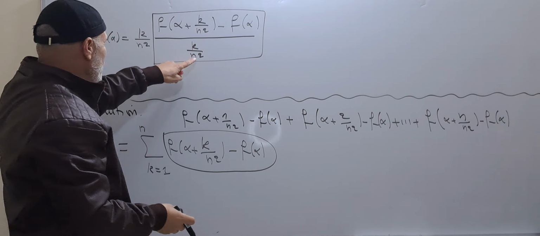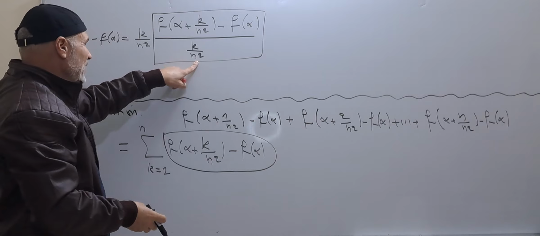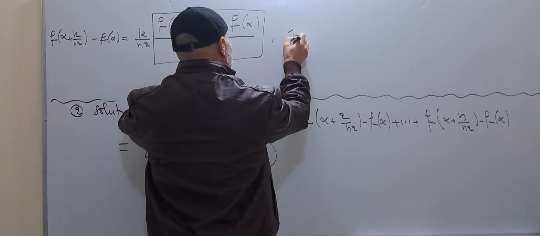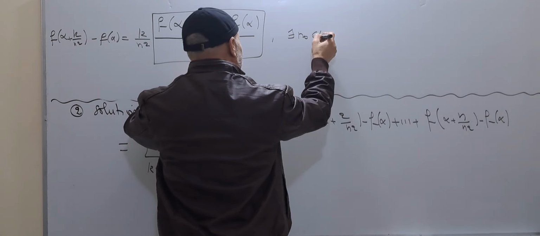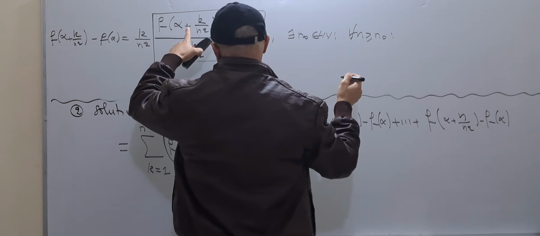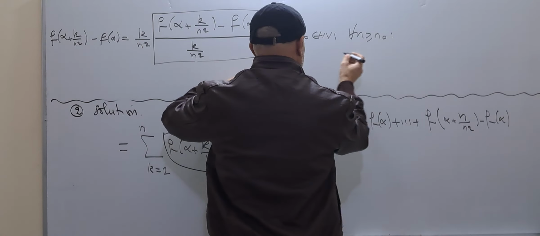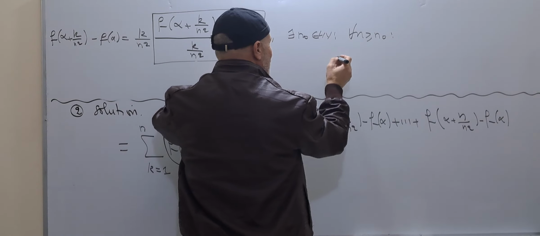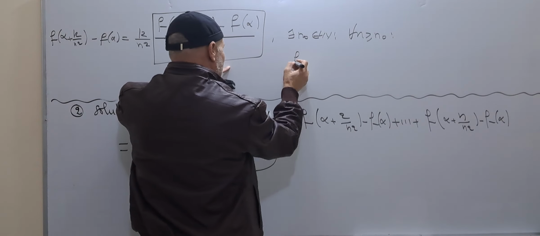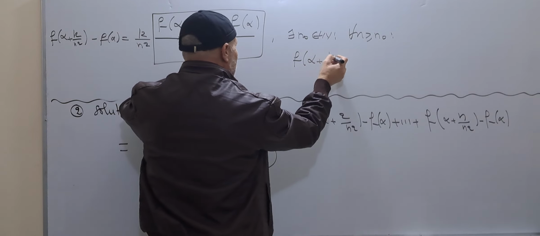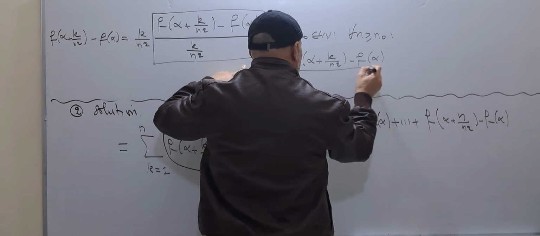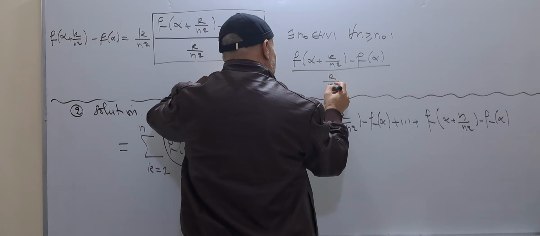When n goes to plus infinity, this is the derivative. So there exists n0 in N such that for all n greater than or equal to n0, one has what we have. I will write it here: f of alpha plus k over n squared minus f of alpha over k over n squared.